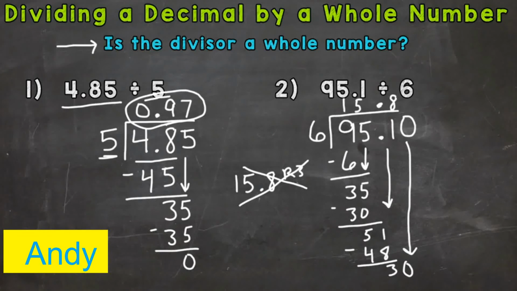Now we have 30 divided by 6. Well, we can pull 5 whole 6s out of 30. So 5 here. 5 times 6 is 30. I'm running out of room here, and 30 minus 30 gives us that 0. So we ended with a clean cut 0 there, and our answer is 15 and 85 hundredths.